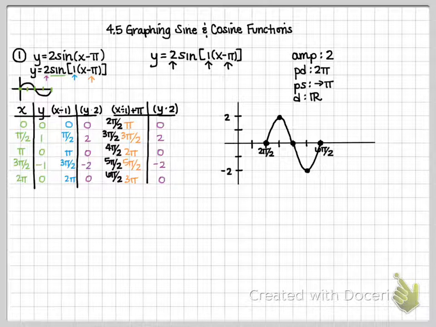Okay, my range. Take a look at the graph. This thing is nice and predictable. What you see in this one period is what you're going to get the entire time. It's never going to go higher than it is right now, and it's never going to go lower than it is right now. So our range is going to be from -2 to +2. Brackets on those because it does exist at those points.